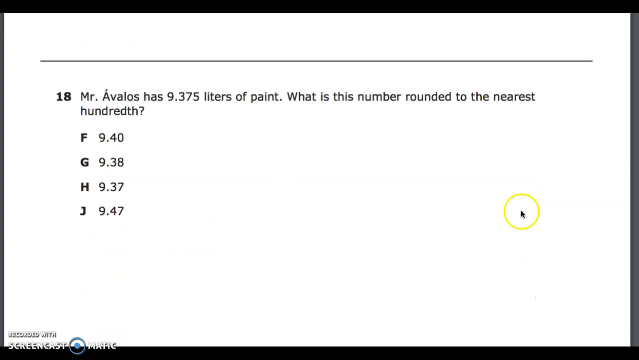Number 18. Mr. Avalos has 9,375,000 liters of paint. What is this number rounded to the nearest hundredth?